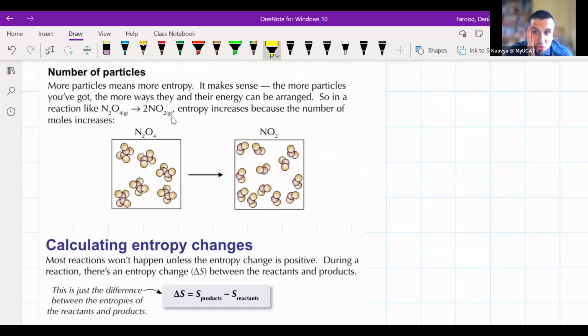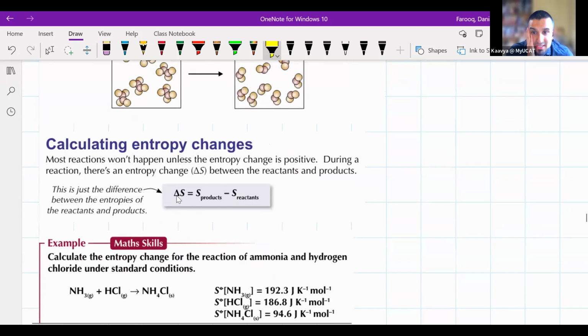N2O4 forming 2NO2, the entropy increases, okay? Now delta S is the change of entropy. We use a capital S for entropy. So it's going from the products minus the reactants. You're looking at the change, so you look at the final bit and then you minus the initial. Products minus reactants will give you the entropy change, okay?